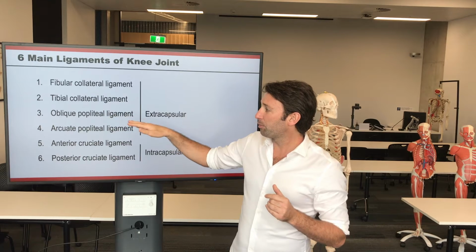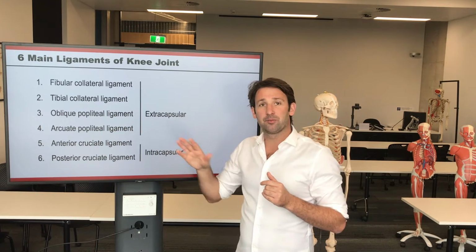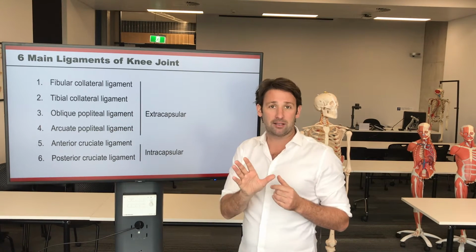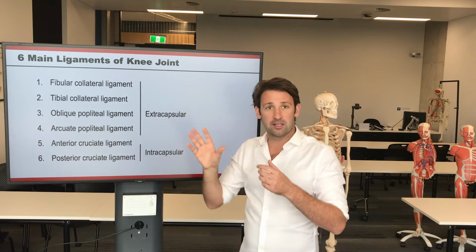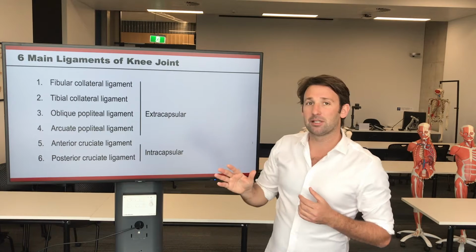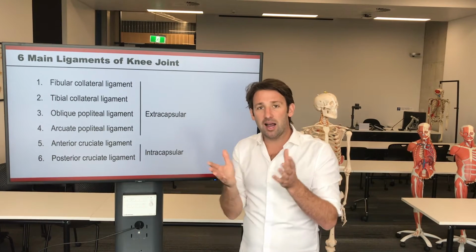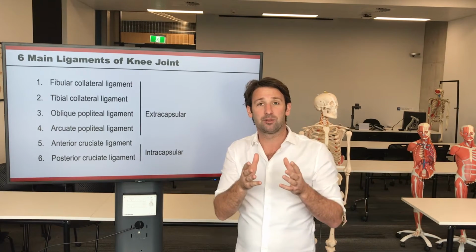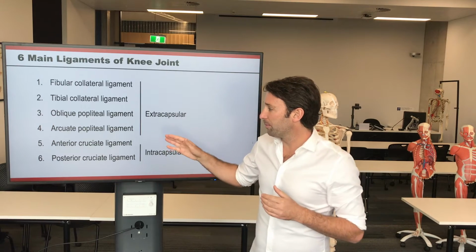We've got the oblique popliteal and the arcuate popliteal. The two popliteals are on the back of the knee. So 2 on the side and 2 on the back. These are called extracapsular ligaments, which means they occur outside the capsule of the synovial joint. So we'll have a look at that in a moment.